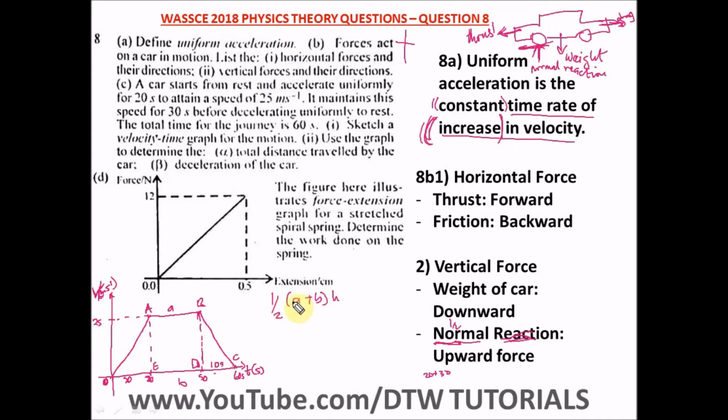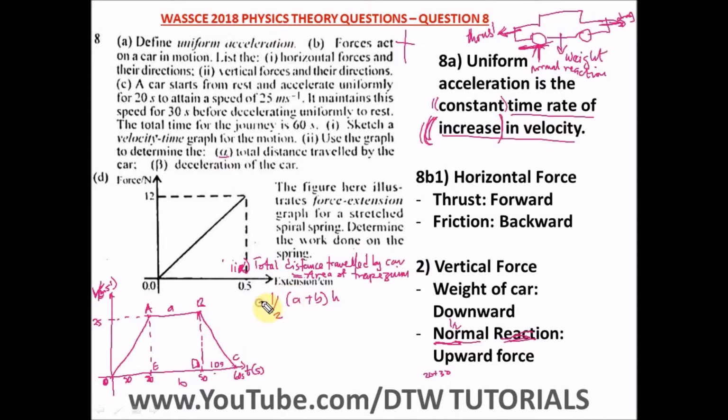I'm just managing the space here, but you have to state your workings. So let's state it here. After drawing your trapezium, you now go to part (i)(a). You say total distance traveled by the car is equal to the area of the trapezium.